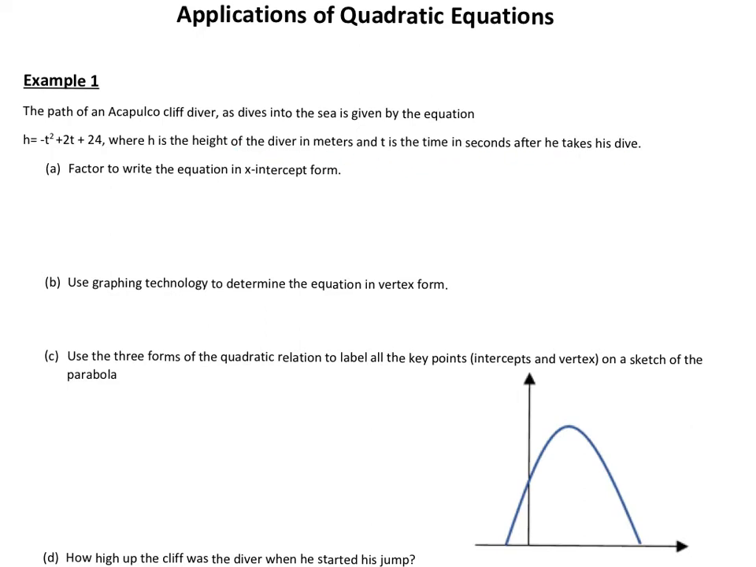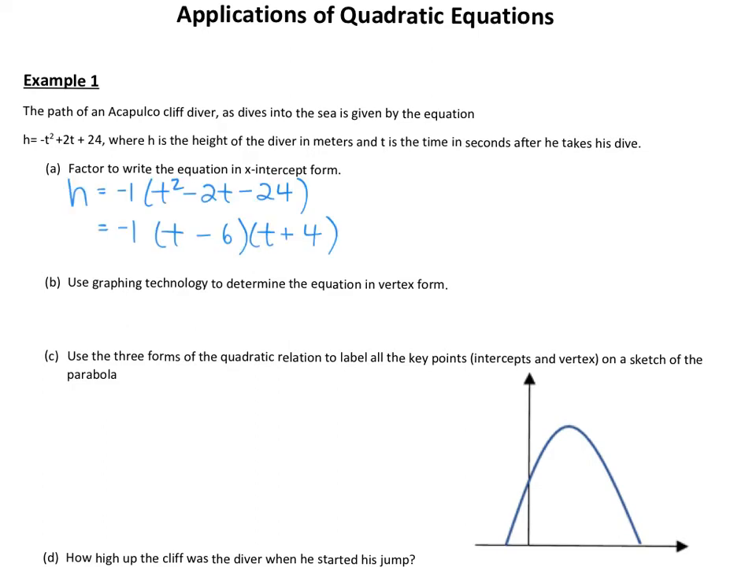So the first thing we're going to do is look at all of the different forms and pull out the important information. Question A asks us to factor to write it in x-intercept form. This equation is given in standard form. First, we're going to get x-intercept form, and then we're going to use graphing technology to help us get vertex form. So go ahead and try to factor that into x-intercept form.